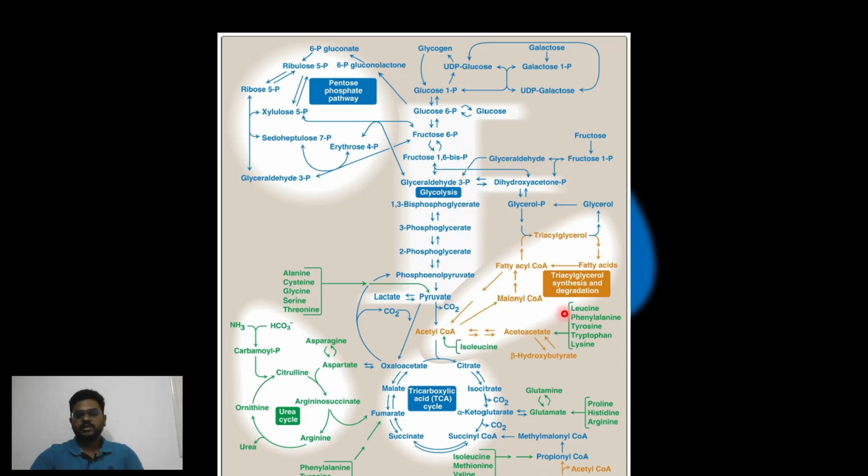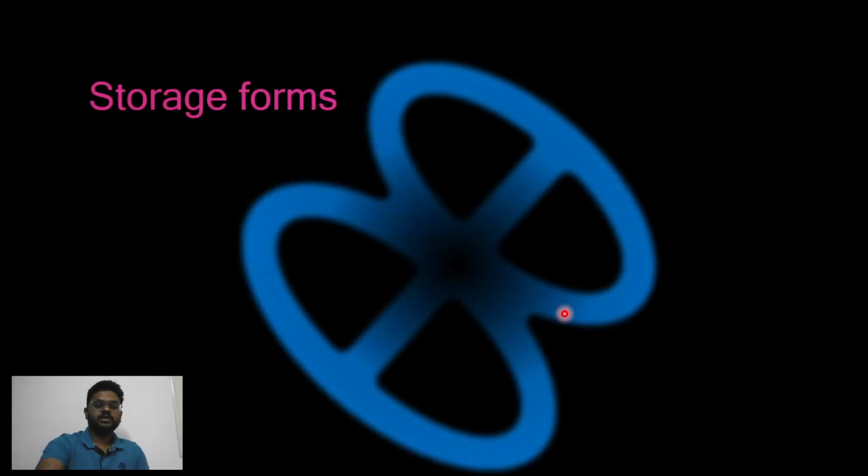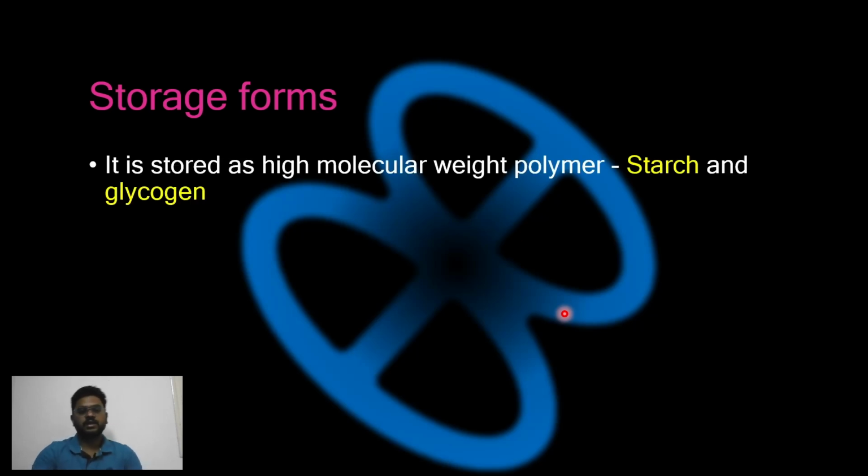So this is the central pathway, and the understanding of this pathway is essential to understand further what happens to our metabolism. Earlier we saw that for our energy needs we depend on dietary food, but we also depend on our internal storage. We have plenty of internal storage, and in our body the storage form of glucose is called glycogen, and in plants it is called starch. These are nothing but high molecular weight polymers of glucose.